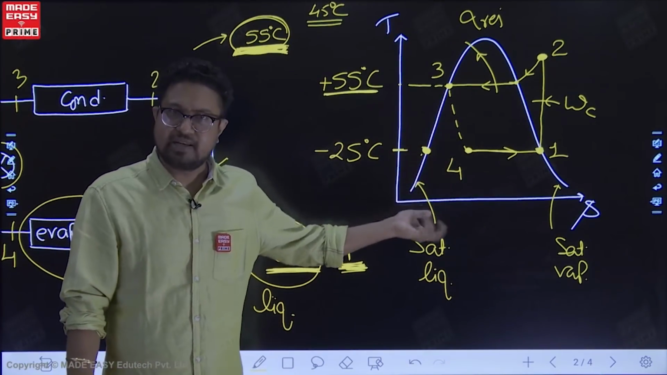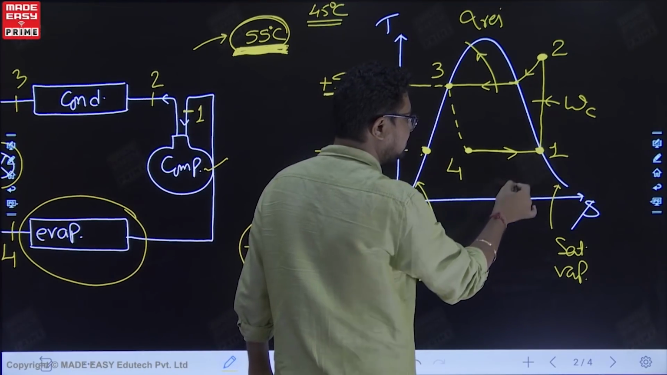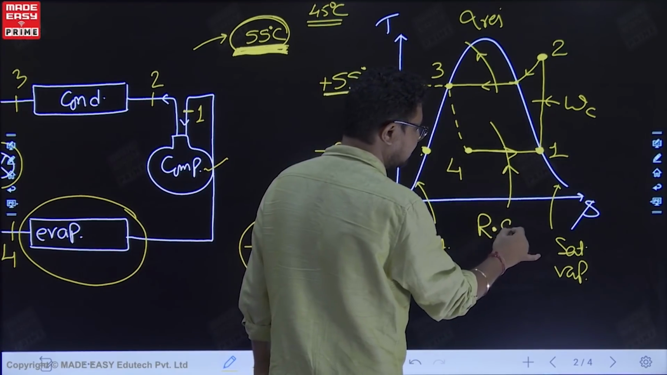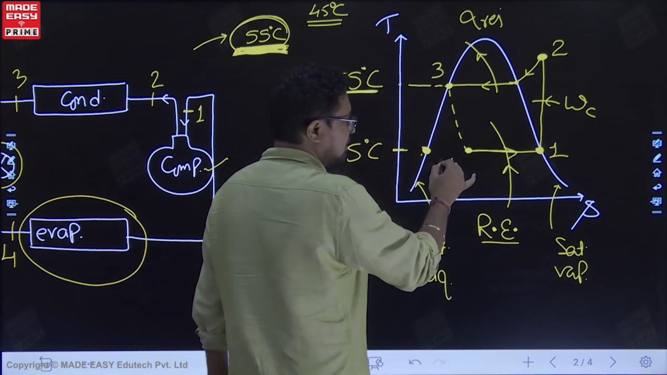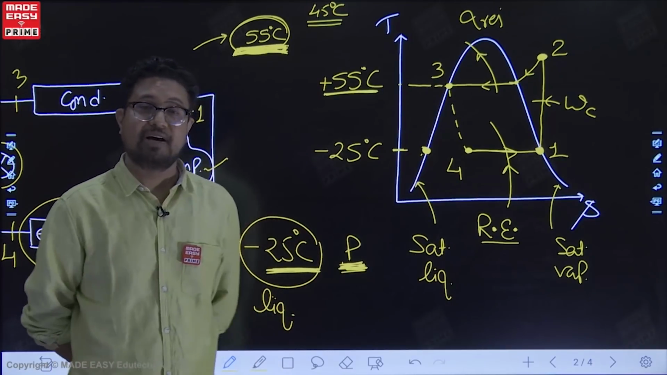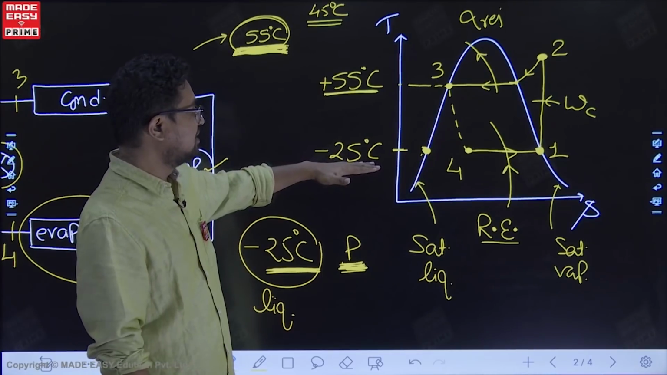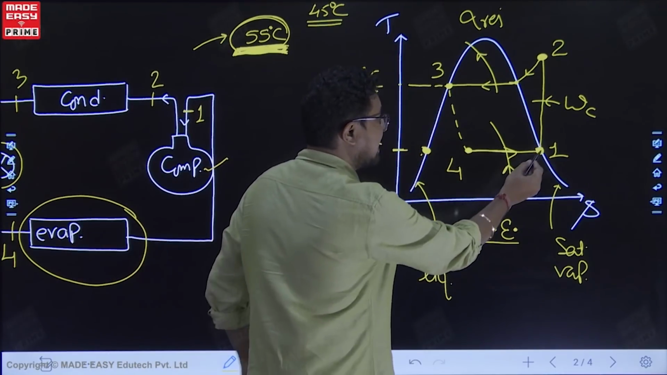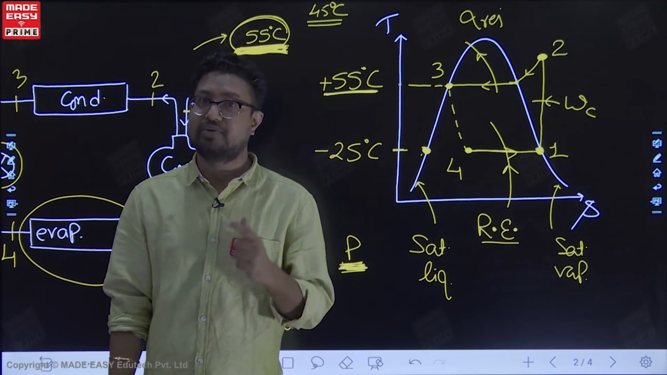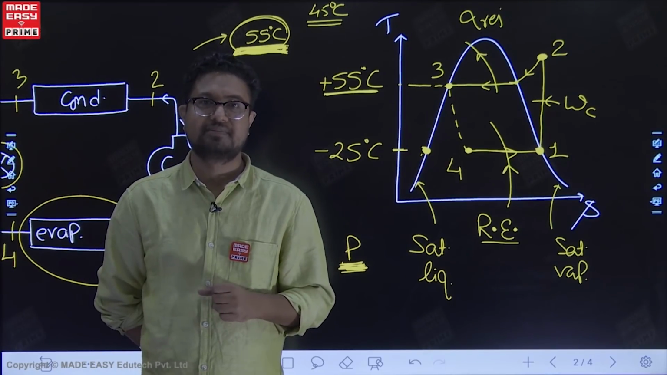In the simplest cycle, when we reach the saturated vapor state, this is the heat absorbed, this is the refrigeration effect. So when we have reached the saturated vapor state, now we have a lot of energy. Temperature is less, but we have absorbed a lot of energy. Energy in the form of what? Latent heat. Because now we have vapor.